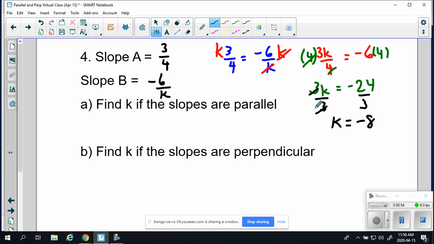So that's another way you could reason out to get k is equal to negative 8 without having to do any of this. But you don't know if k is a fraction. And if you don't know if k is a fraction, you have to be able to do it algebraically.